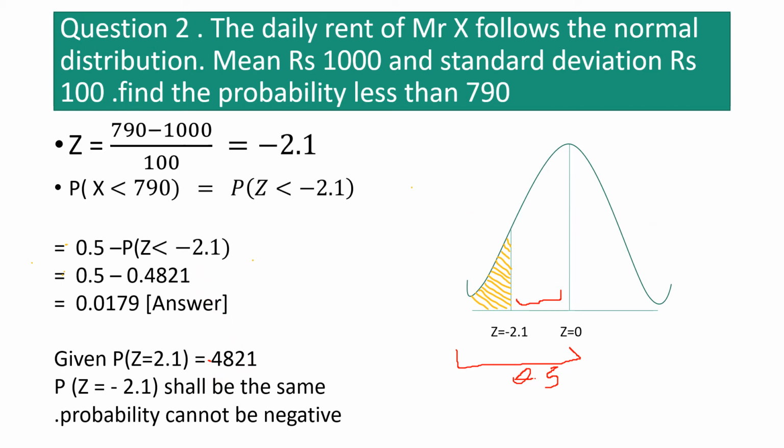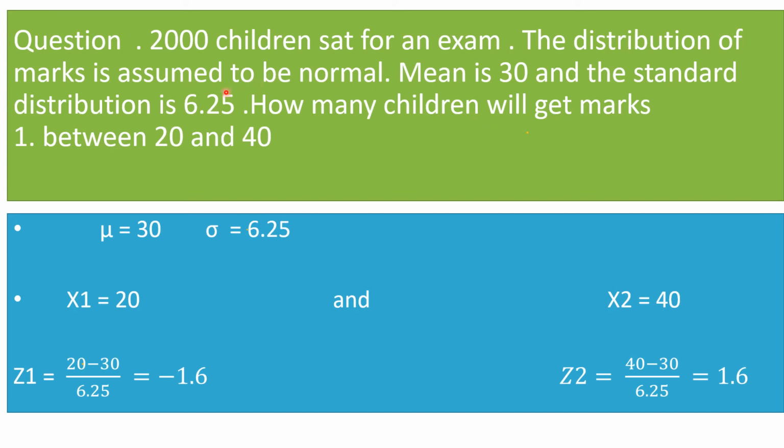Clear? Now, next question states that 2000 children sat for an exam, means appeared for a paper. The distribution of marks is assumed to be normal. Mean is 30. And the standard deviation given is 6.25. How many children will get marks between 20 and 40? So in this given question, what is given? Mean is given 30, standard deviation is 6.25, clearly given.